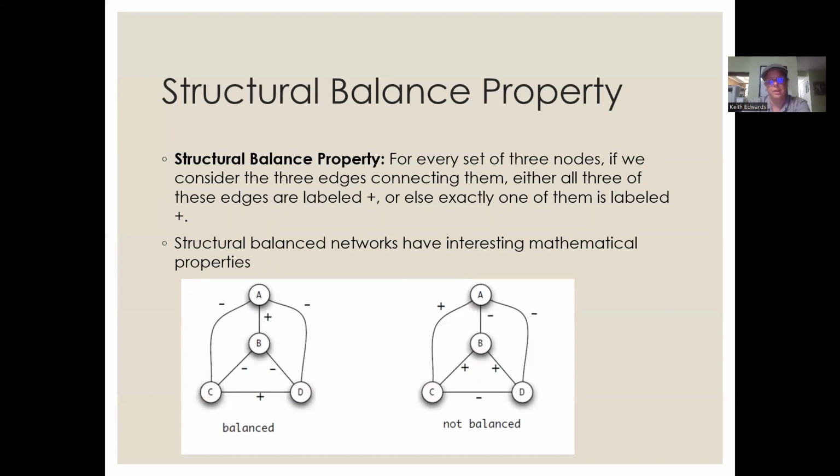Structurally balanced networks have interesting properties. So the one on the left is balanced, and we can check that by seeing that each three node set is balanced. A, B, and C, A and B have a mutual enemy in C. A, B, and D, A and B have a mutual enemy in D. B, C, and D, C and D have a mutual enemy in B. The one on the right is not balanced. Here, A, B, C has two pluses and one minus, which we said was not a balanced network.